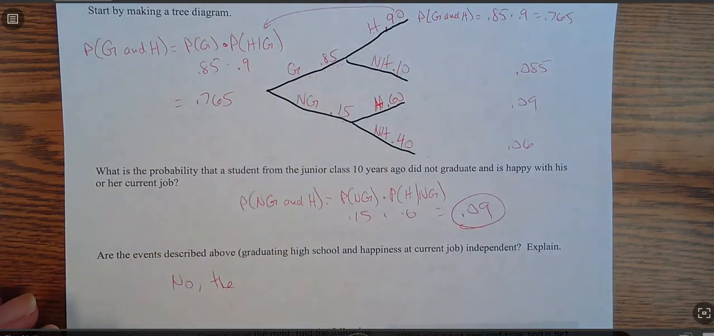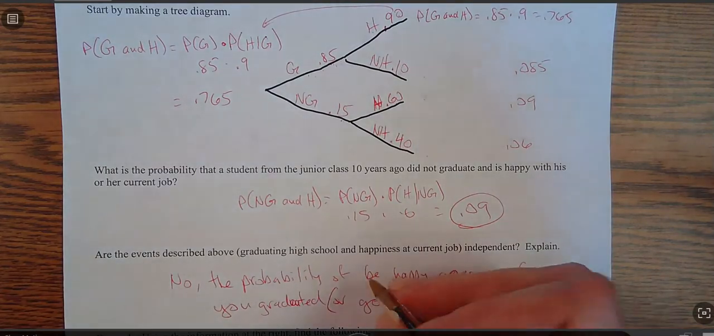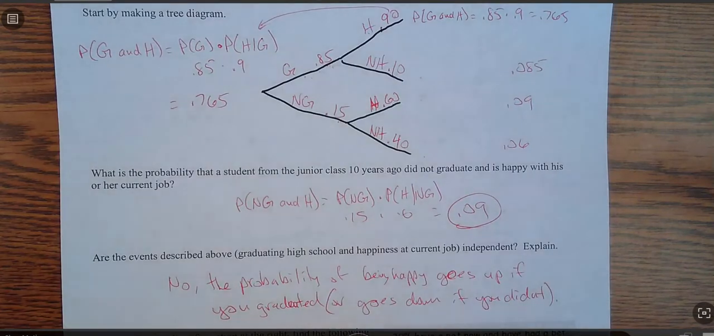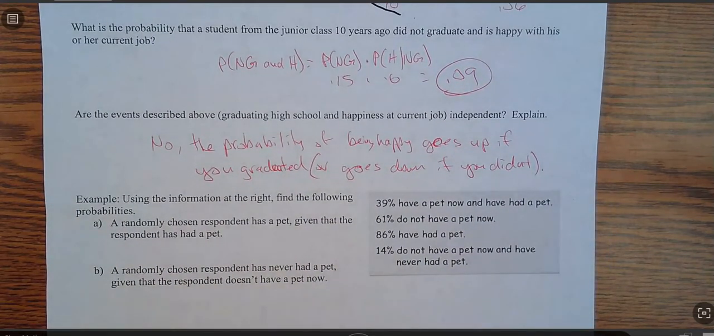I'm going to write this out and I'll read it. So no, because the probability of being happy, you can think of it as going up if you graduate or going down if you did not graduate. Or you just say it depends, because it's one value if you did graduate, a different value if you didn't. Okay, now, different kind of questions here.